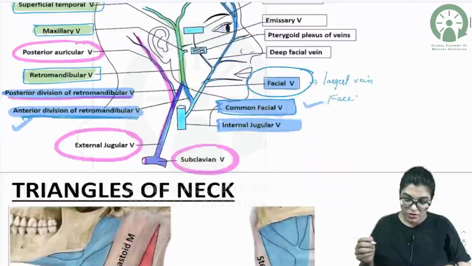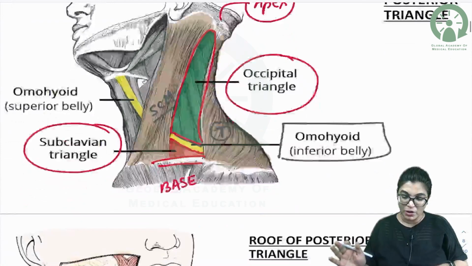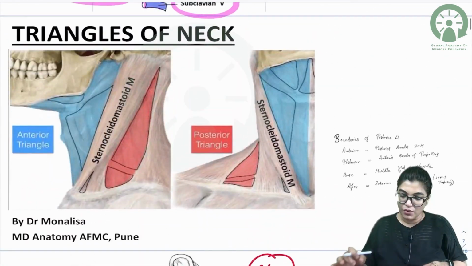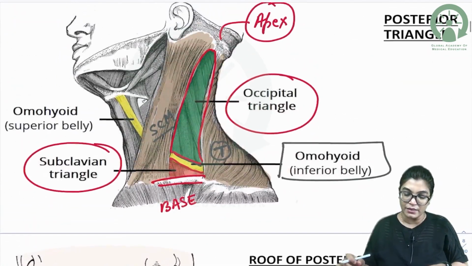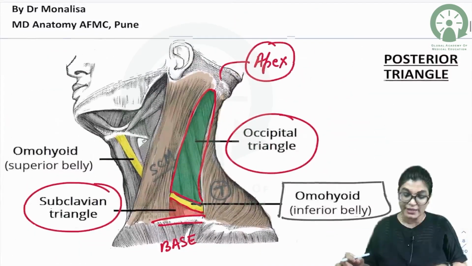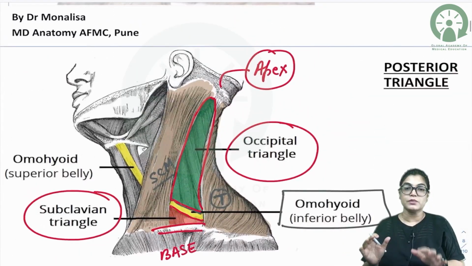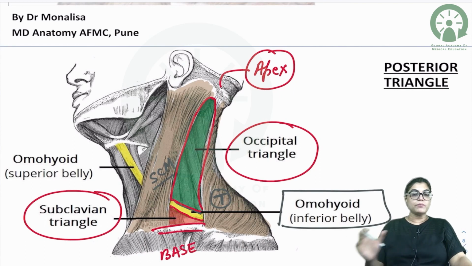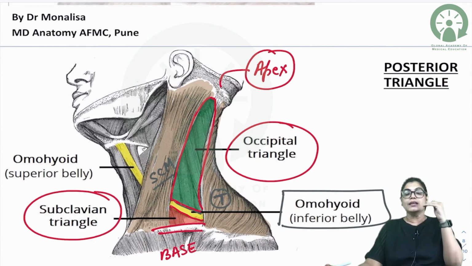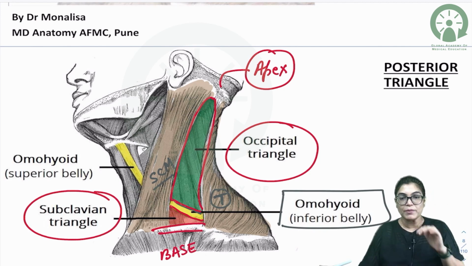Now, in the posterior triangle of the neck, we have talked about the boundaries, and I have already told you that the posterior triangle of the neck is divided into two triangular spaces. That division is done by the omohyoid. Which belly of omohyoid? The inferior belly of omohyoid. The part of the posterior triangle lying above the omohyoid belly is called the occipital triangle, and the part lying below the omohyoid is the subclavian triangle.